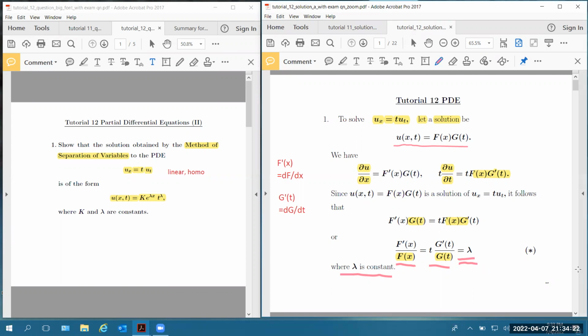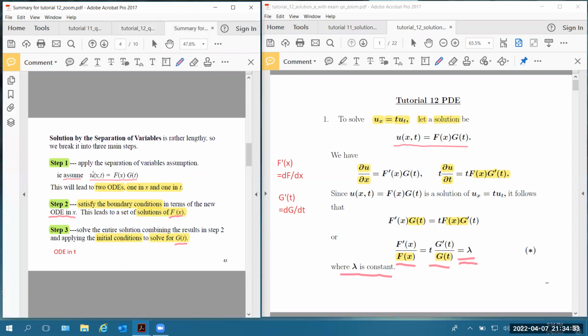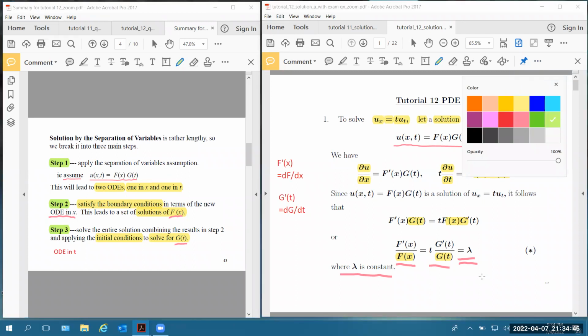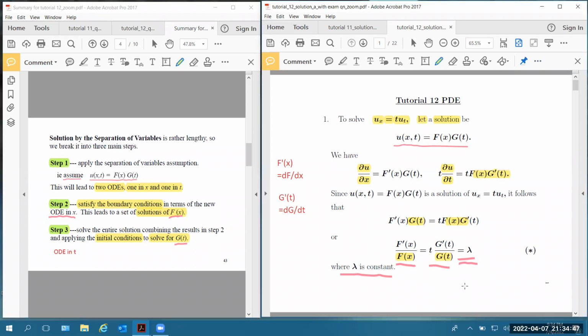So I shall call this equation star. Now, this equation star is going to give me two ordinary differential equations. That's the step one here, which will lead to two ODEs. Before I change the color, maybe remove all this.